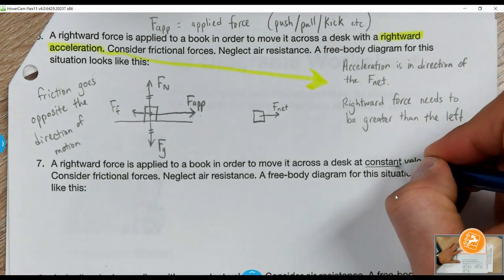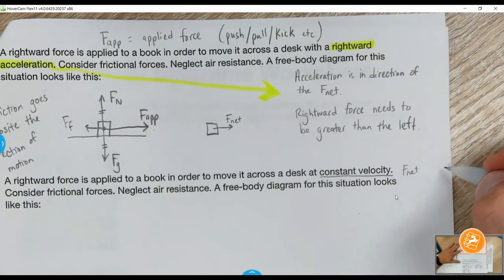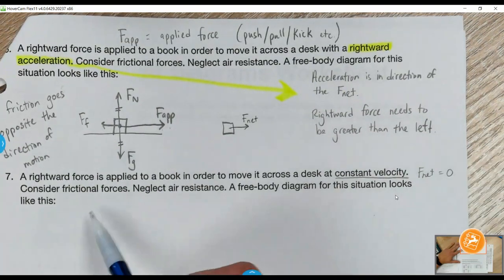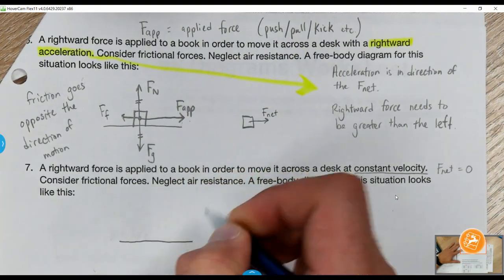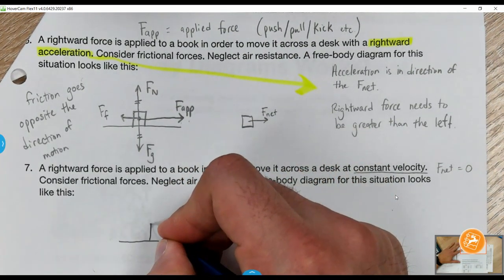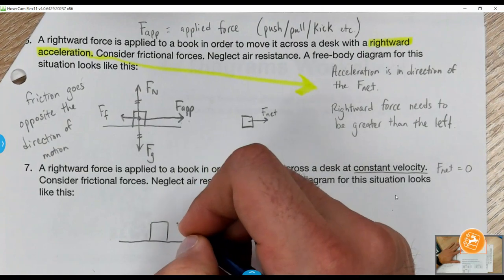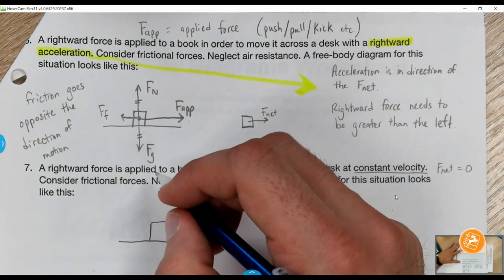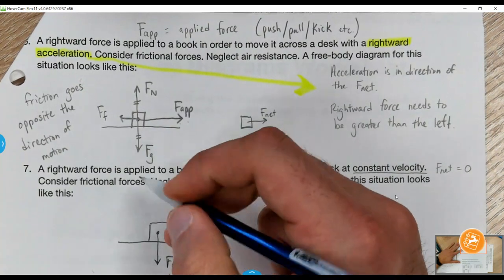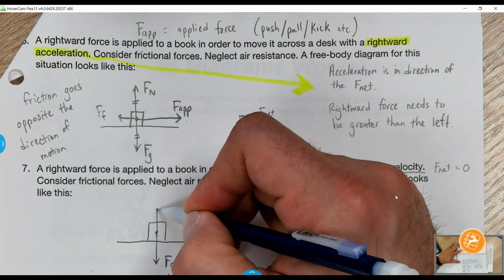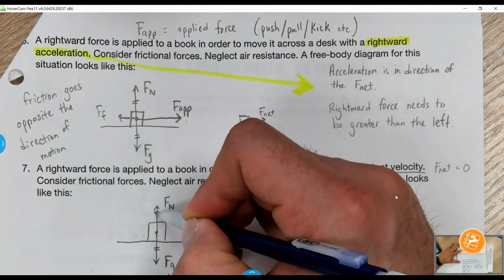Constant velocity, what does that mean, guys? F net has to be what? F net needs to be equal to 0. So this is very similar to the problem above, except what does it say? We have an applied force going to the right, but the thing is moving at a constant velocity. Consider friction forces. If something's moving at a constant velocity, what does that mean about the forces? They all have to balance. So you would have the same thing. We always draw an Fg. It's not moving up or down, so the top and bottom have to balance. Your normal force and gravity, the weight of the object, balance.